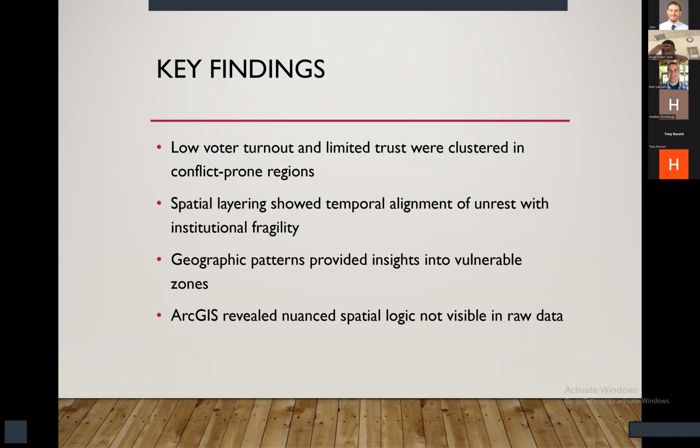Finally, ArcGIS proved to be a powerful tool. It revealed subtle spatial dynamics that were not apparent from raw tables or charts alone, showing, for example, that some protest hotspots were located near administrative boundaries, which might reflect contested jurisdiction or weak state presence.